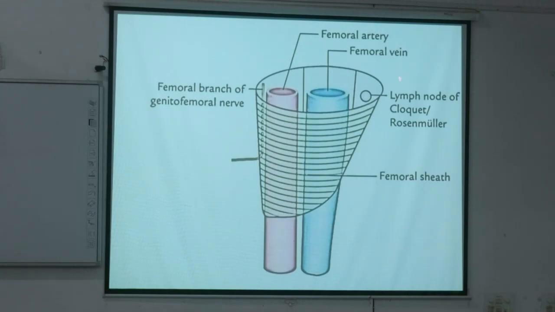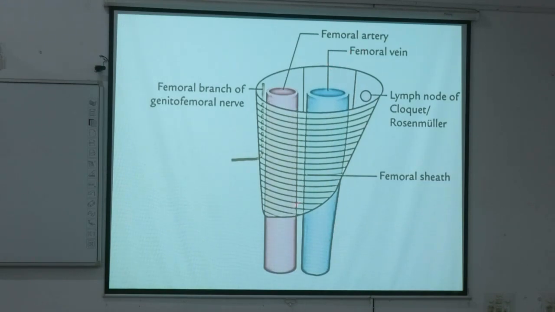See, this is the femoral sheath, 3 to 4 centimeter in length, holding the proximal part of the femoral vessel and divided into three compartments. This is the lateral most compartment containing the femoral artery and femoral branch of genitofemoral nerve. See here, this nerve is lateral, piercing the femoral sheath, and the intermediate compartment contains the femoral vein.